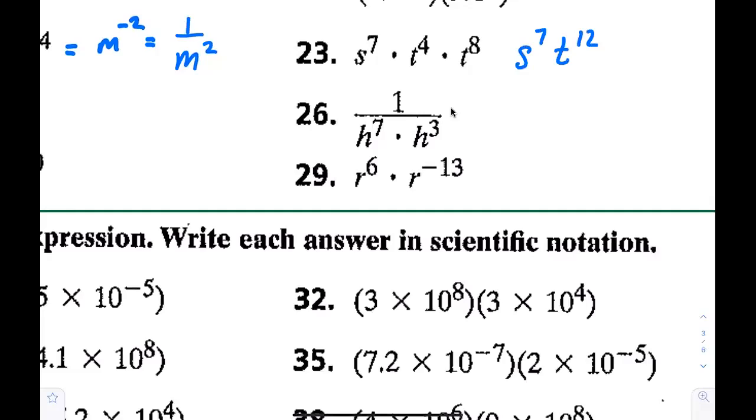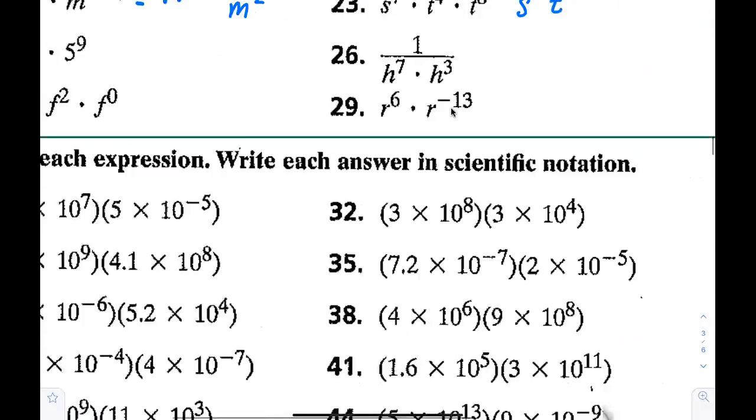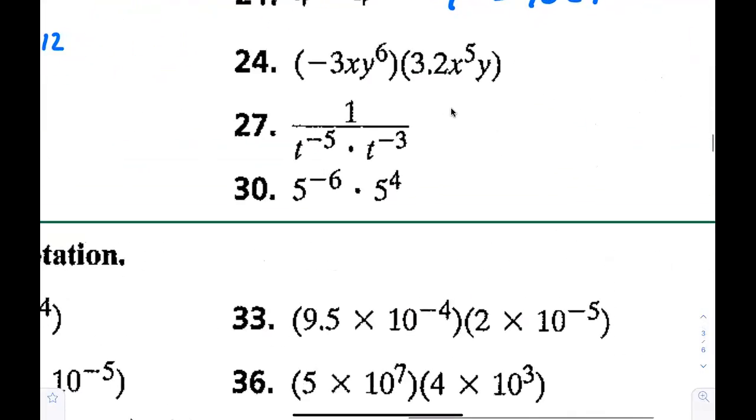Very nice. All right, Trimble, 24. Positive or negative? Okay. And then X to the 6th.